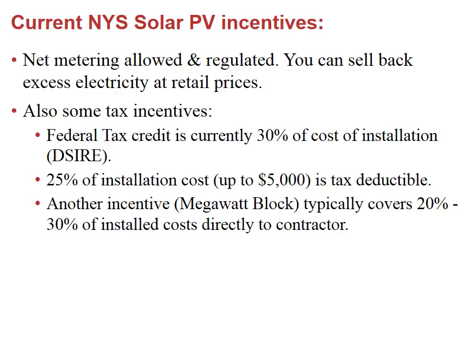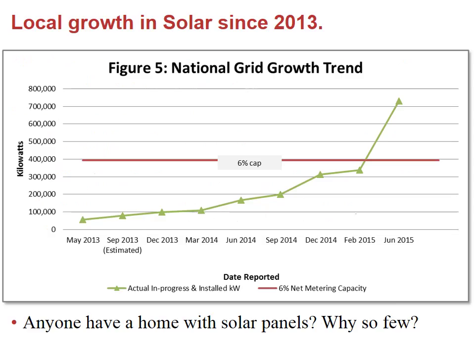We also have in New York State another incentive that typically costs 20 to 30% of the installed costs, and an advantage of that is that those costs go directly to the contractor, so it's not something that you have to pay up front and then get reimbursed for come next spring. So the net effect of all of these tax incentives, also known as subsidies, is that our local solar has increased dramatically. So this is just 2 years, and you can see that our residential has gone up dramatically.